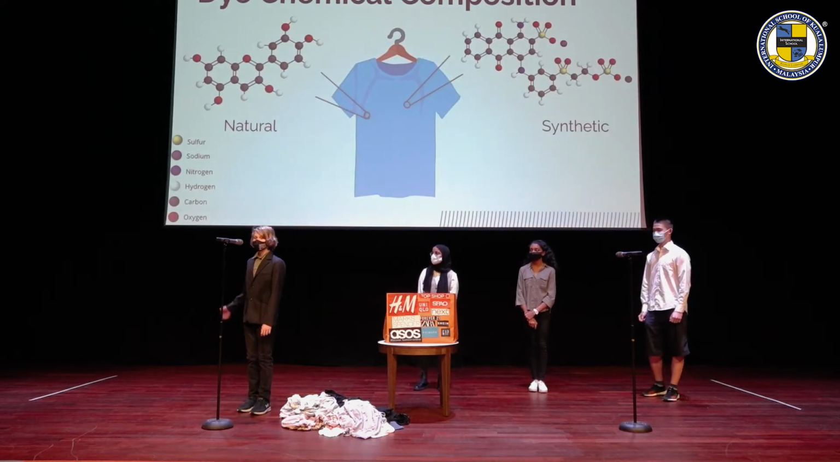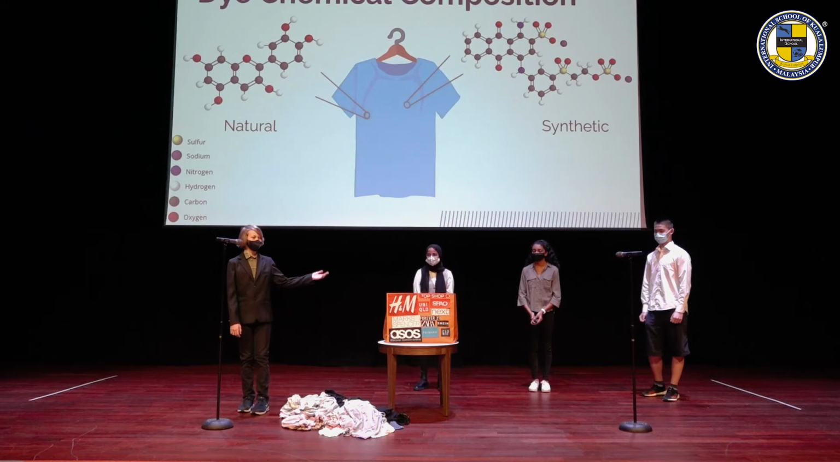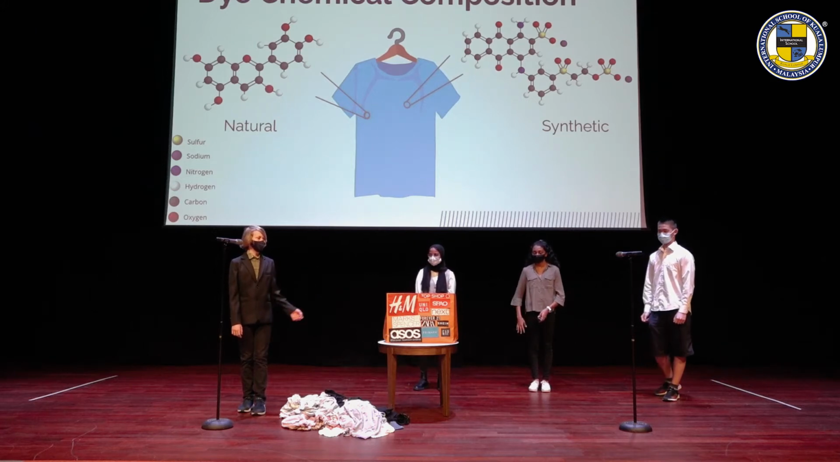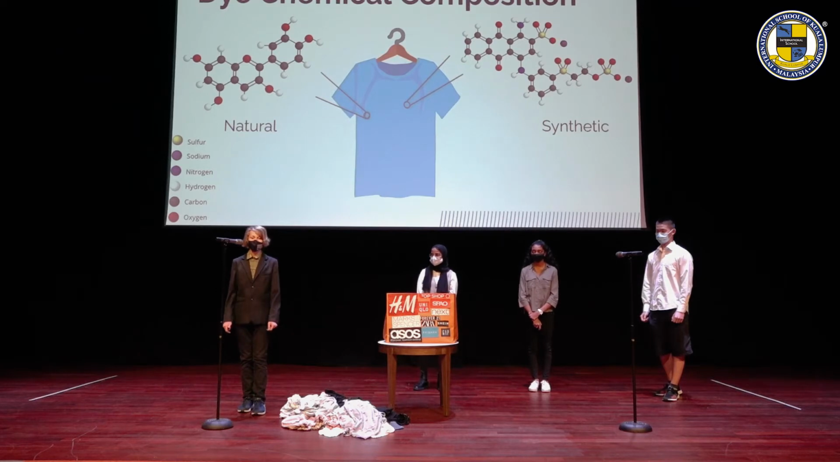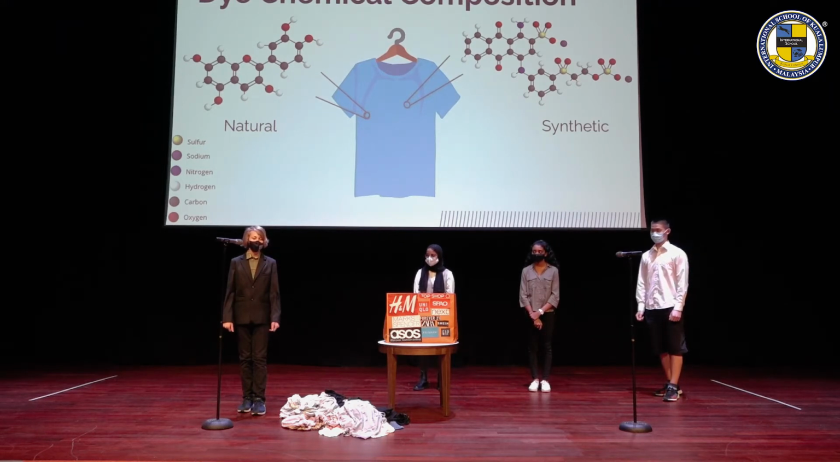On the left here you have anthocyanin, and on the right, Remazole brilliant blue dye. The Remazole dye is synthetic and anthocyanin is natural and found in many types of plants and even food you eat. It's responsible for the colors red, blue, and purple depending on the pH. And as you can see, it only has 3 types of atoms in it, whereas the synthetic dye notably has more, such as sulfur and sodium.